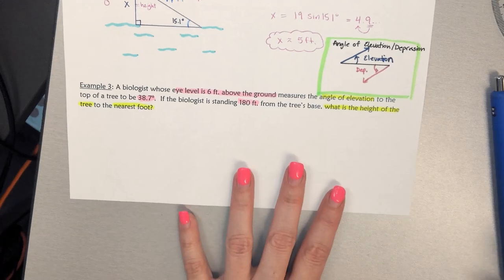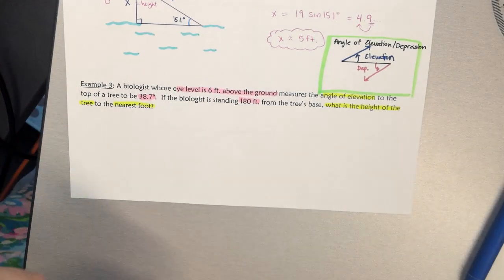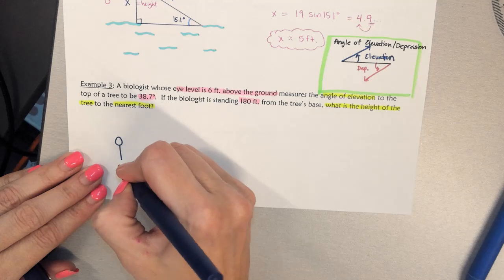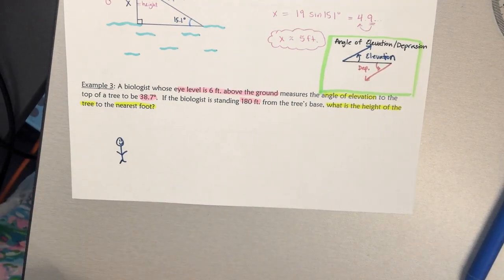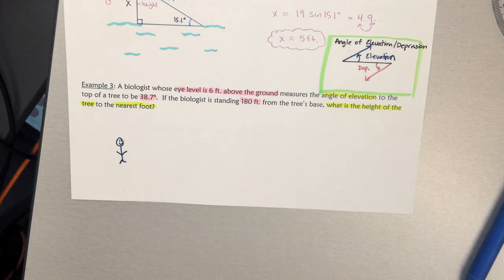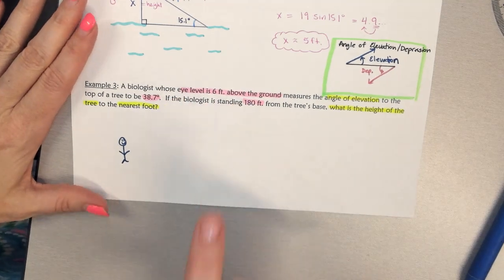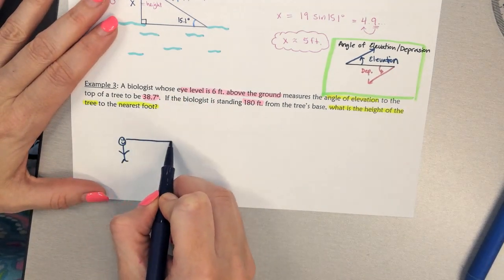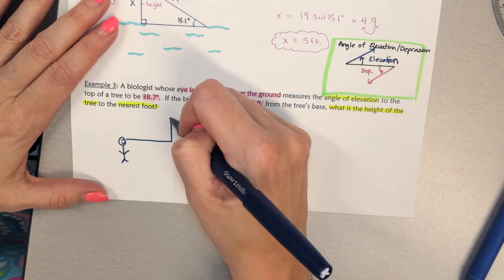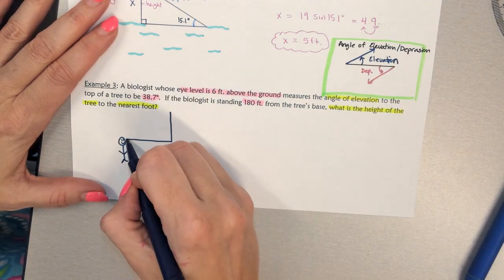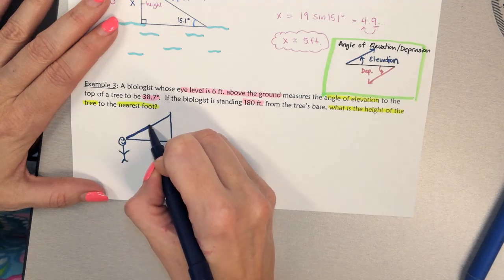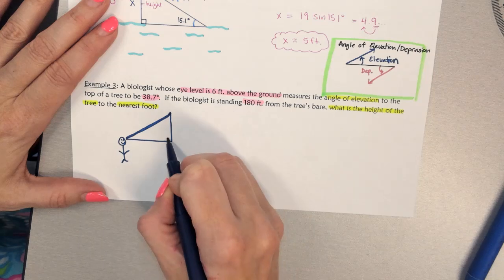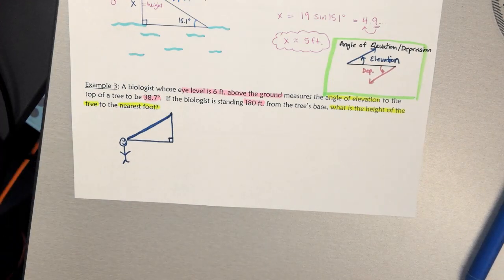Alright, so let's draw a biologist. I'm a stick figure kind of gal when I'm drawing. Okay, and the eye level is where we have the information. So the biologist's eye level is 6 feet above the ground. Okay, so I'm going to draw a right triangle. Ooh, that looks pretty good. Not even using my stencil.